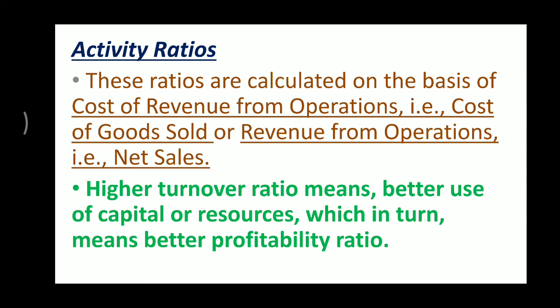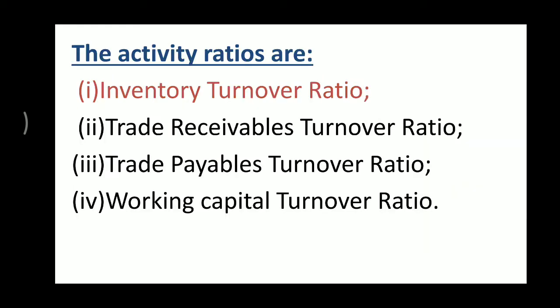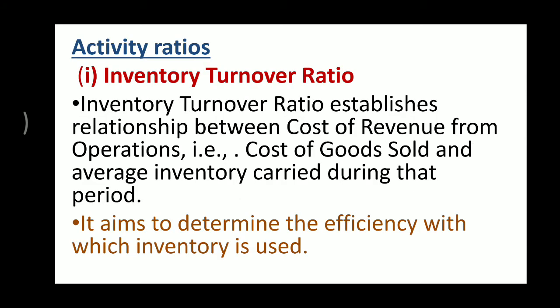As far as the activity ratios are concerned, they are classified into four types. First is inventory turnover ratio, second is trade receivable turnover ratio, third one is trade payable turnover ratio, and fourth one is working capital turnover ratio. So now let's start with the inventory turnover ratio.